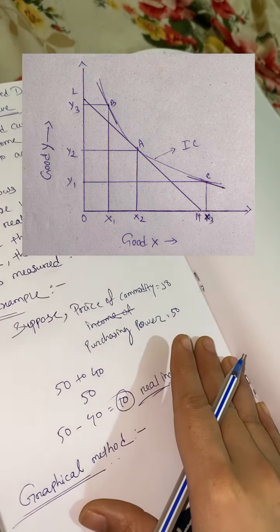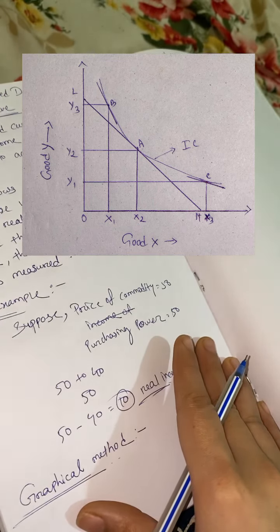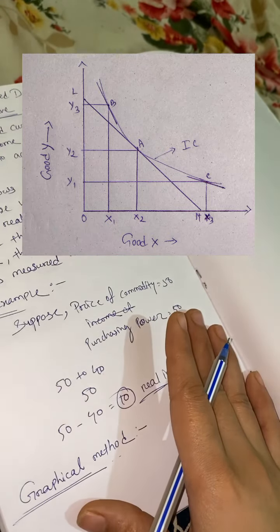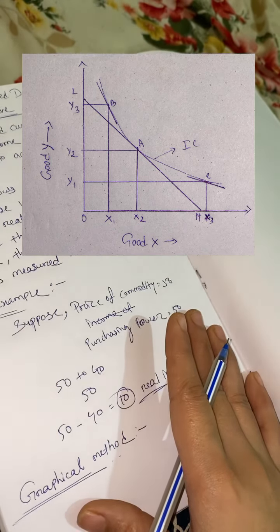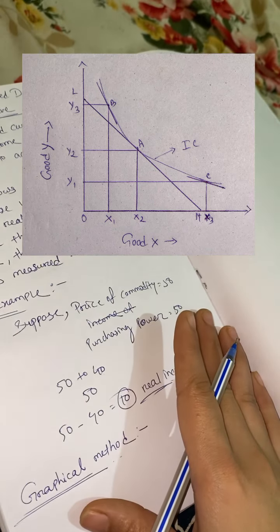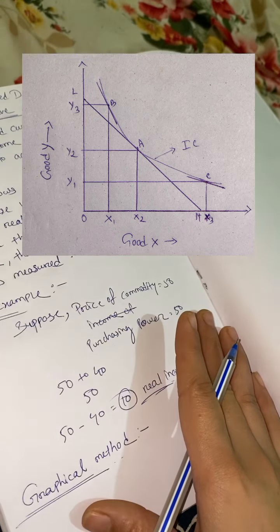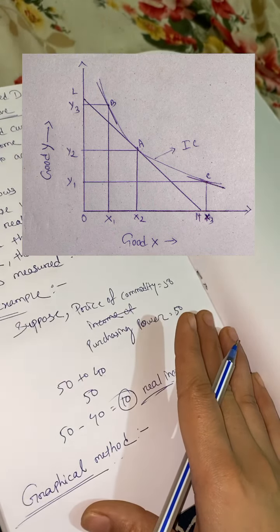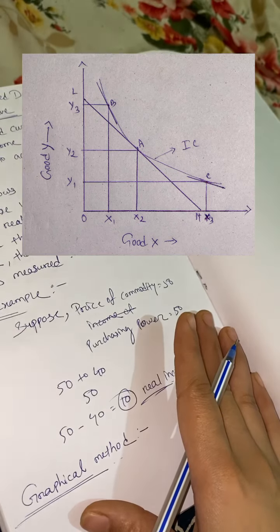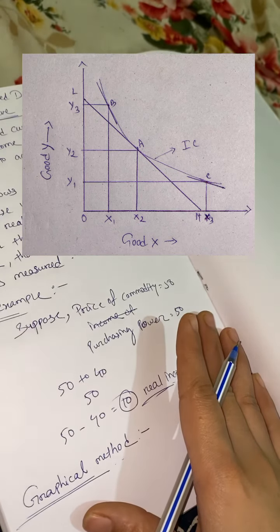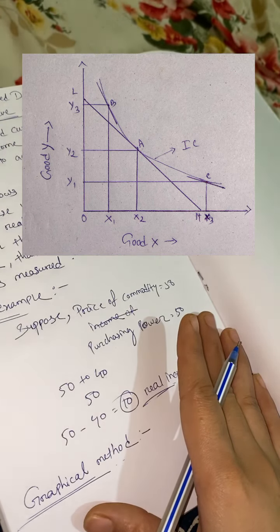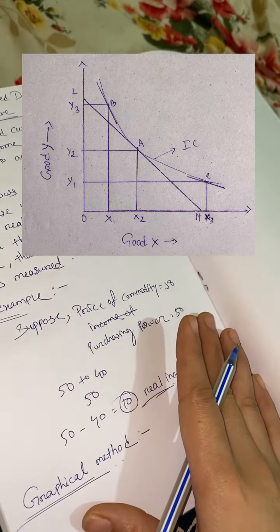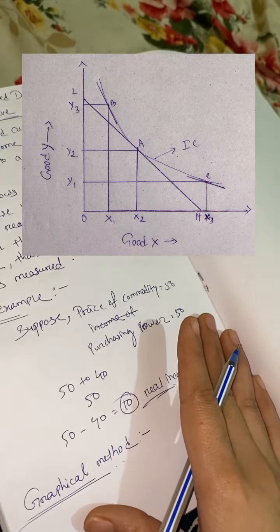And at this point C we find a new price line, where the consumer consumes OX3 amount of good X, and CX3 is the price of that good X. It shows that with the fall in price of good X, the consumer will consume more, OX3. Alright, so whenever there is an increase in price, the consumer will consume less of that good, and whenever there is a fall in price, the consumer's real income increases and he will consume more of that good.